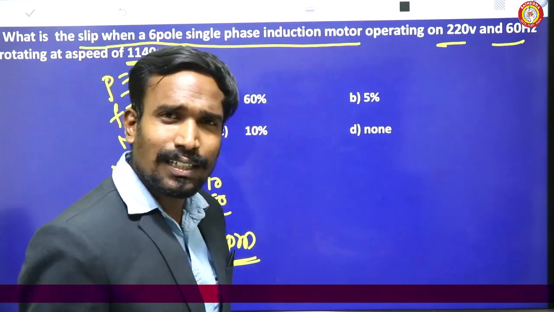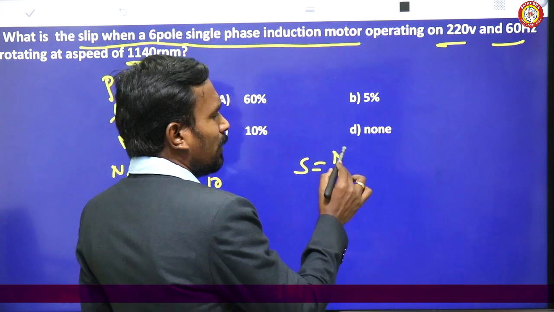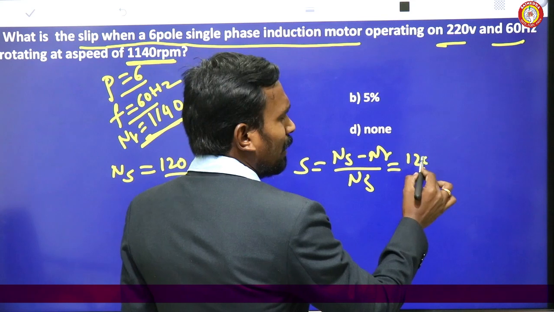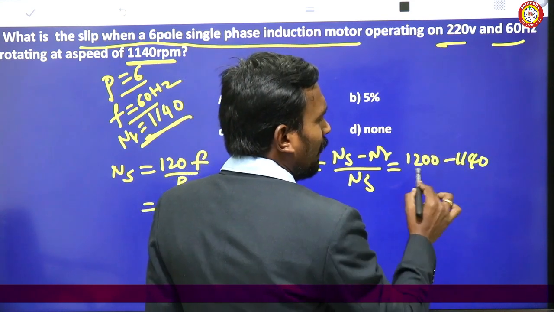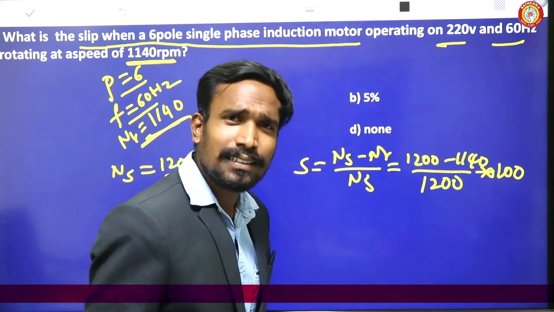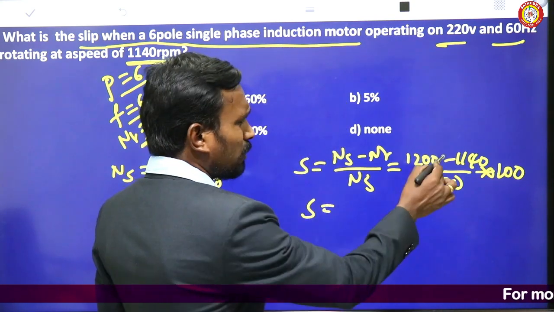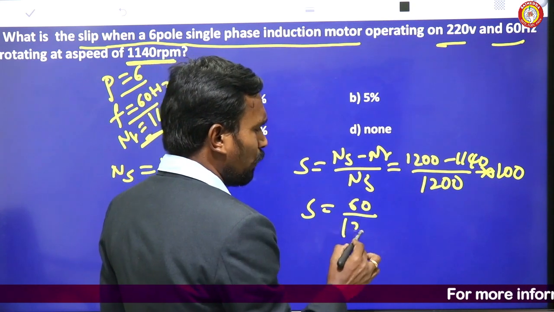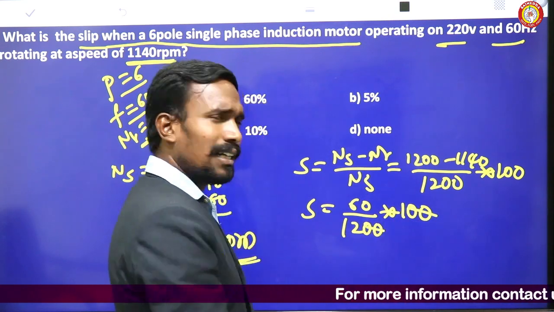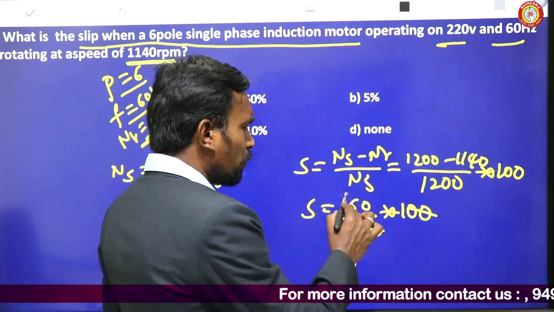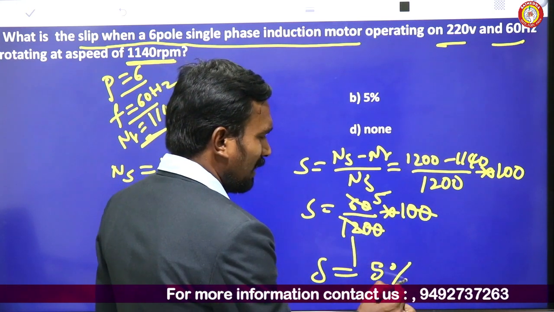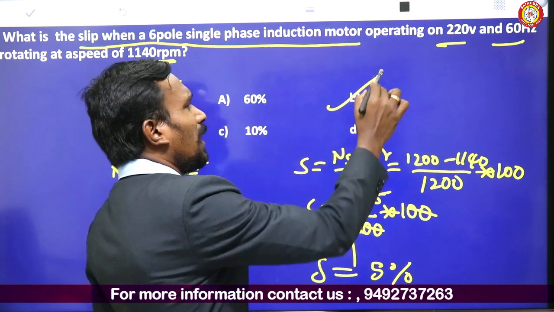1140 rpm is the rotor speed. So slip is equal to (Ns minus Nr) by Ns, which is (1200 minus 1140) out of 1200. If you want percentage, multiply with 100. Slip s is 60 out of 1200 multiplied with 100. These two get cancelled. 12 ones are 12, 12 fives are 60, so the slip is equal to 5%.